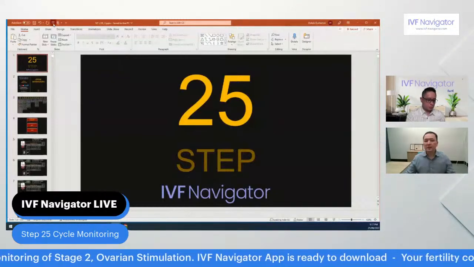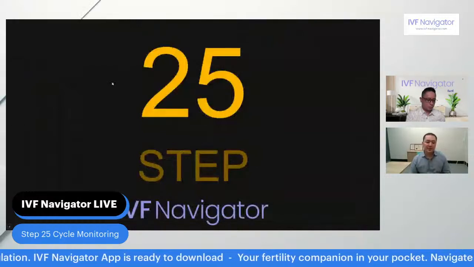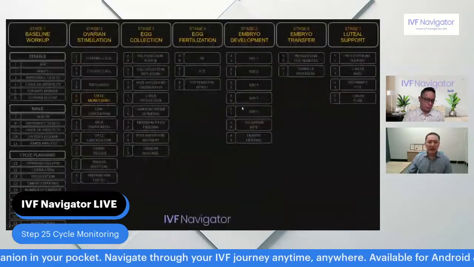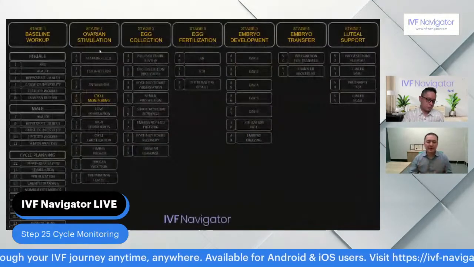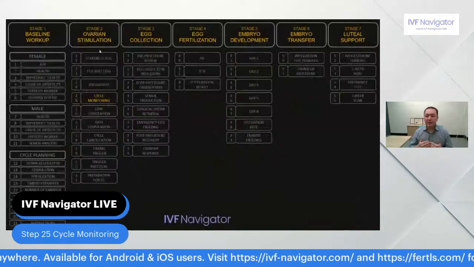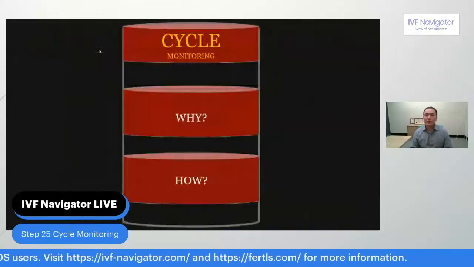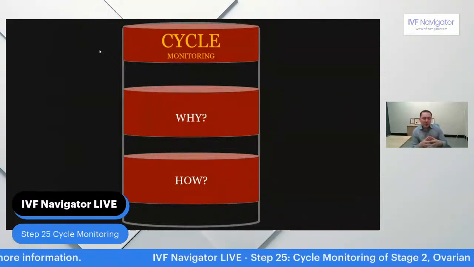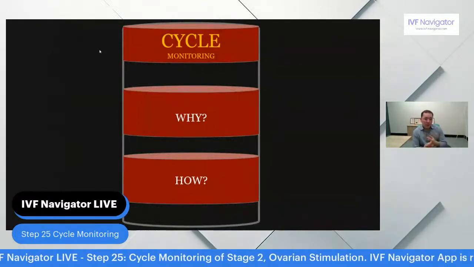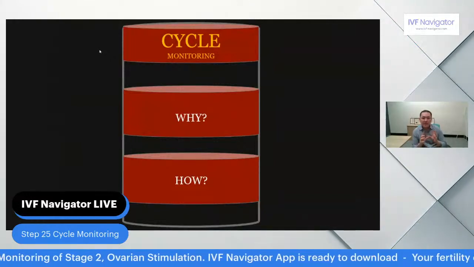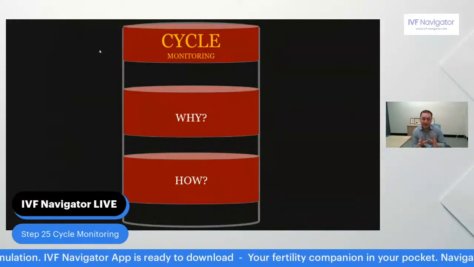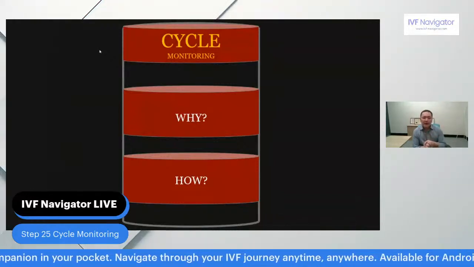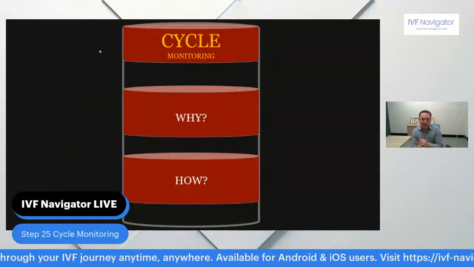I will share my screen. Okay, so yeah, we're on step 25 of IVF Navigator. We're discussing cycle monitoring. As a part of stage 2, the patient has started the IVF cycle. Now we have to monitor the ovarian stimulation. First, we should understand why cycle monitoring is important, because the quantity, quality, and maturity of the eggs we get in IVF are by far the main determinants of success. If you have a good number of good quality eggs with good maturity, the chance of conception is much higher in an IVF treatment cycle.